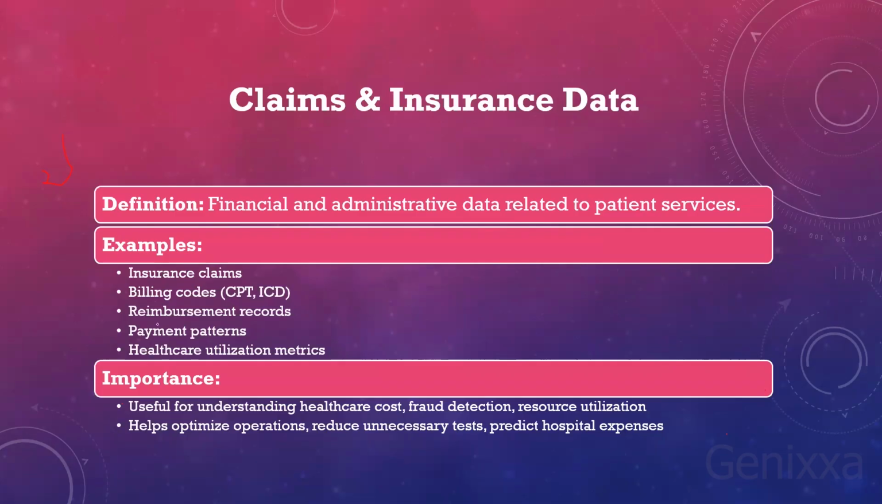For the reimbursement records, we may also need payment patterns or healthcare utilization metrics. In all these areas, you can have a vast amount of data being generated from various types of hospitals, and that can help you to understand various factors like healthcare cost, fraud detection in insurance claims, or resource utilization. It also helps you to optimize operations as well as to predict hospital expenses over time, considering how the administrative or financial data is being utilized in that particular premise.